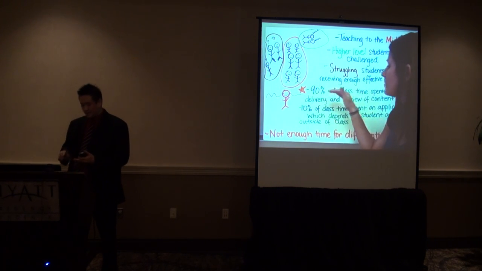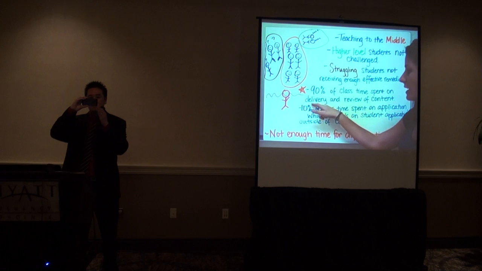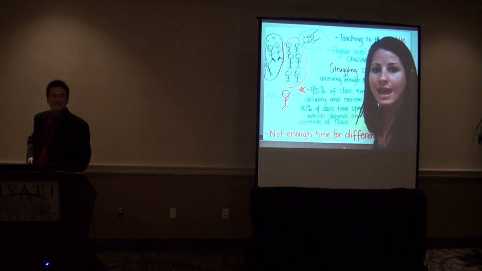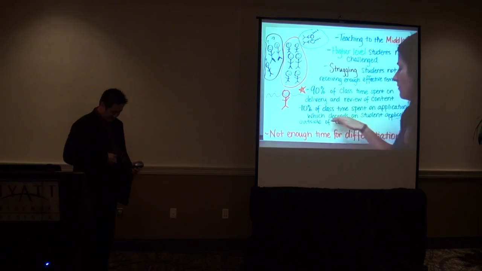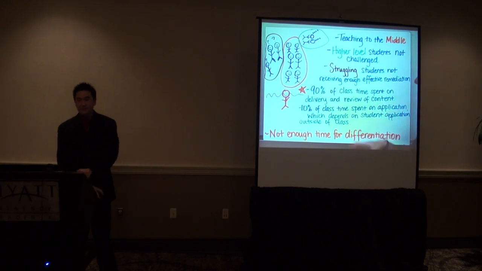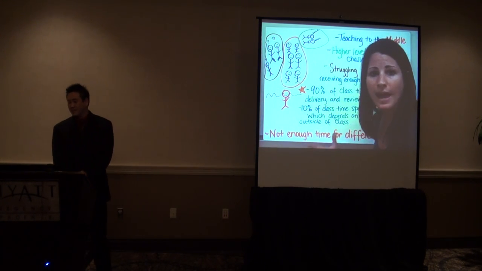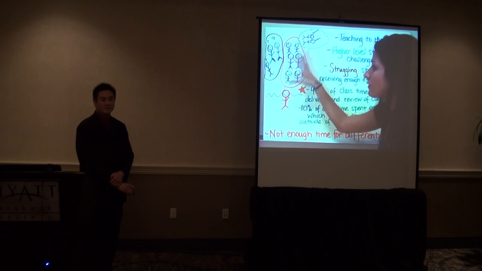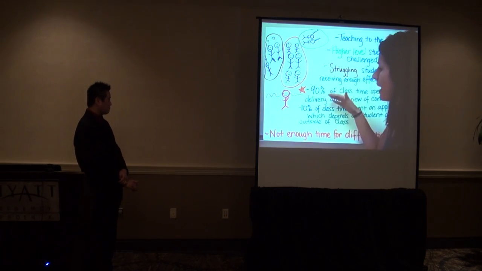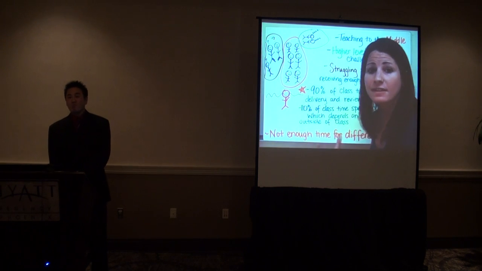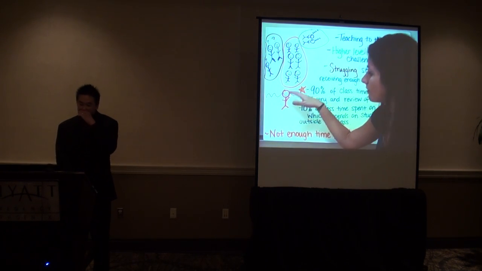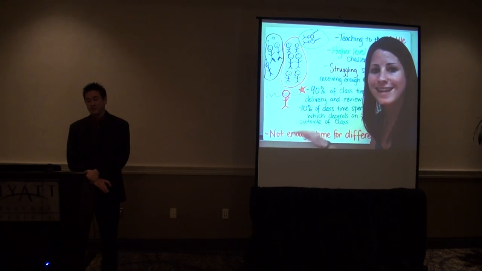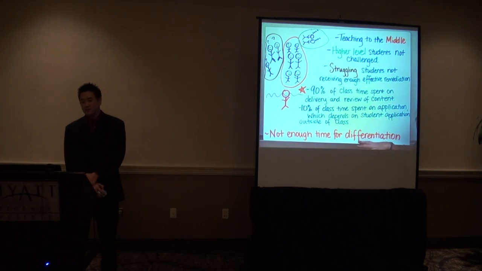This led to 90% of class time being spent on delivery and review of content. 90% of the time I was at the front of the classroom, lecturing to a group of students, and I wasn't meeting all of their needs. 10% of class time was actually spent on application, which meant depending on students to do the application needed to be successful. They had to go home or outside of class and work on applying the concepts that I was giving out in class. This constant battle, not reaching the needs of all students and feeling the need to differentiate for all of my learners, leaves teachers feeling overwhelmed and ineffective because we see the need for differentiation, but there's just not enough time for effective differentiation.